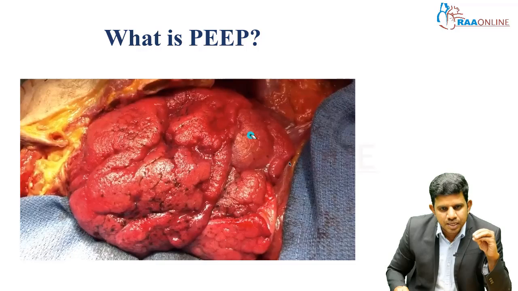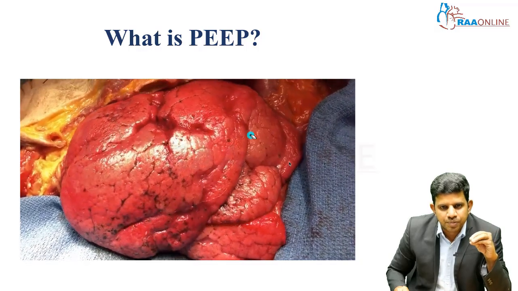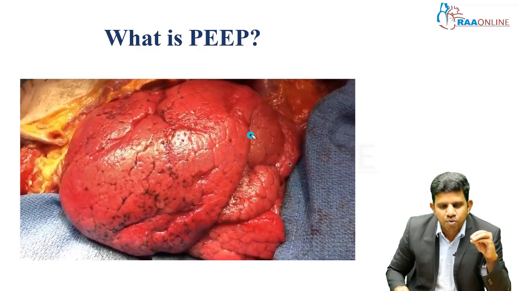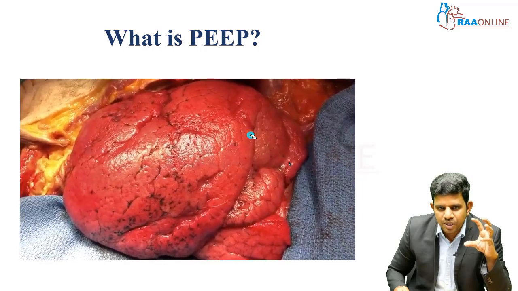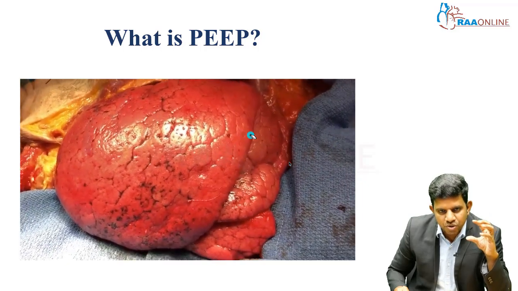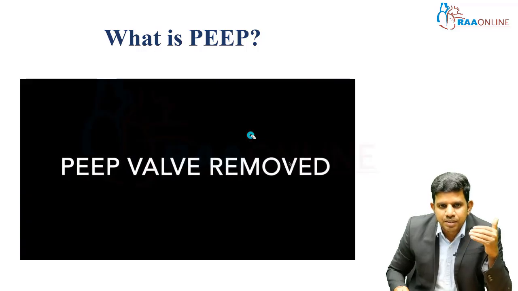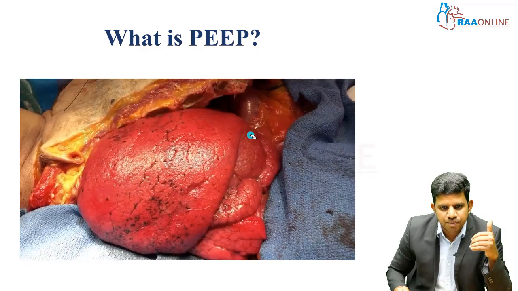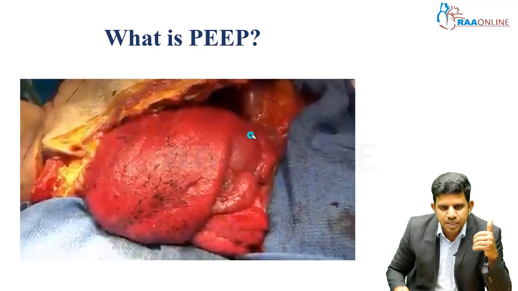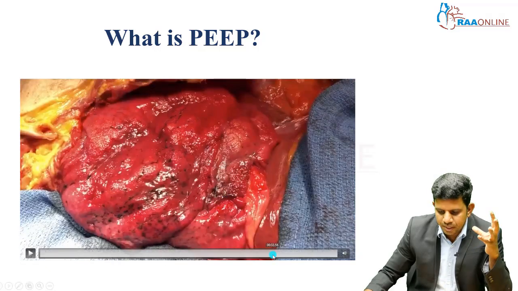So see here what happened when I add the PEEP to this patient. My alveoli are expanding during inspiration, but they're not collapsing during expiration. This is when I applied the PEEP. If I remove the PEEP from this patient, what happens here? See here, this lung is expanding during expiration.